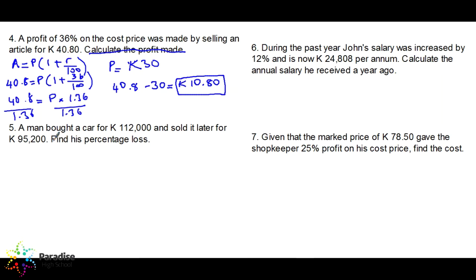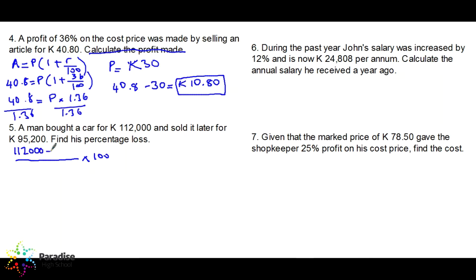Question number 5. A man bought a car for 112,000 and sold it later for 95,200. We'll find his percentage loss. Remember the formula of percentage: the amount of profit or loss we will write on the numerator, and based on what price, based on what amount you got the loss or made the profit, we will write in the denominator, times 100. So what do I write on the numerator? I need to write the amount of loss.